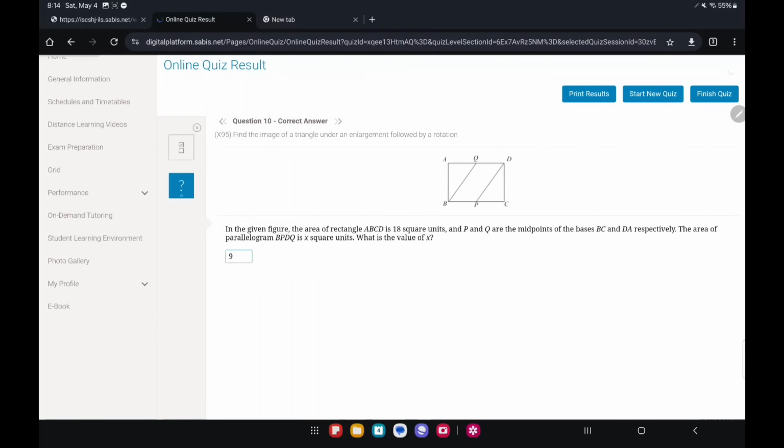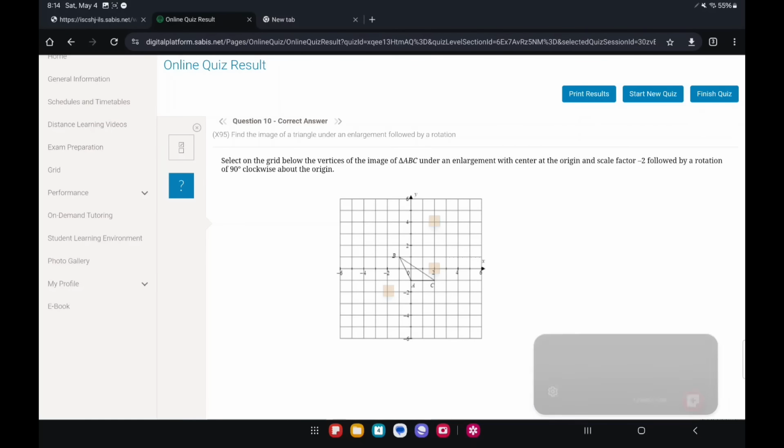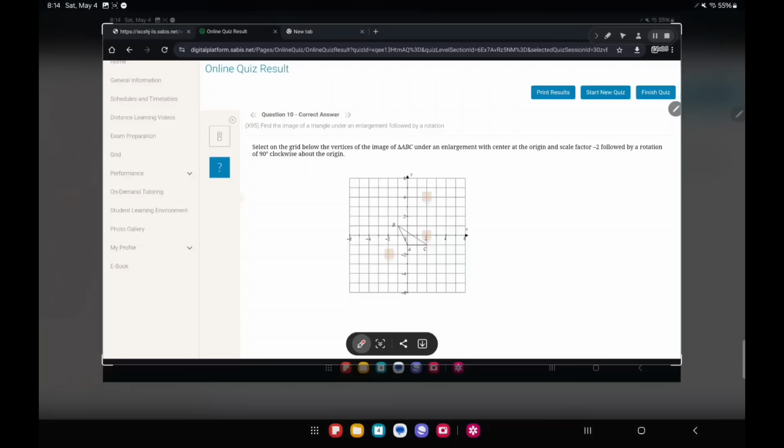Question 10. Okay, I don't like these questions. For this question, they want the image of ABC under an enlargement with the center at the origin. Everything is at the origin, so that really makes everything way easier. They're saying the enlargement with scale factor negative 2 and rotation of 90 degrees clockwise. So the first thing we have to do is the enlargement.